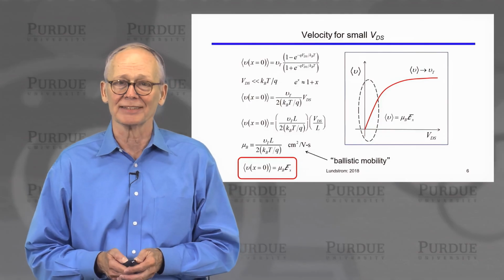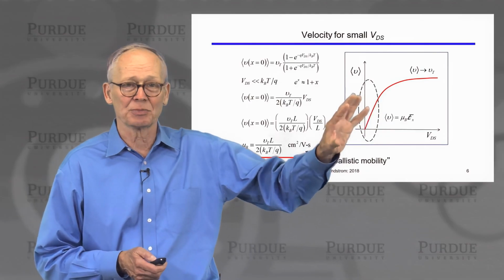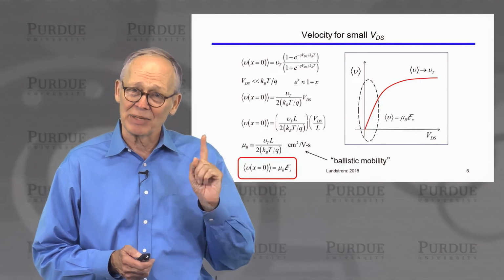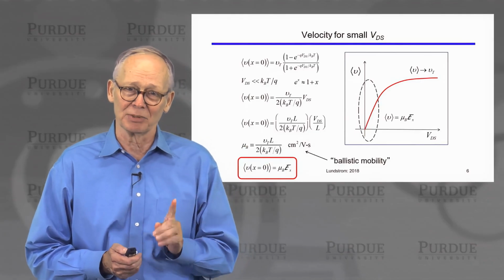We might have been able to guess that. So velocity is proportional to the electric field in the linear regime, but we have to use the ballistic mobility in the ballistic limit.